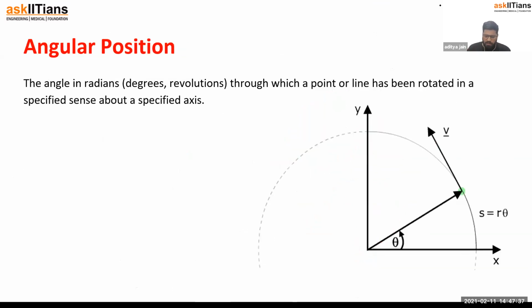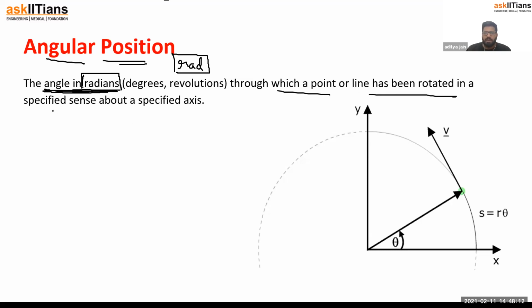Okay. Now we are concerned with the next topic, angular position. This position is basically concerned with angles. Whatever we are talking about in circular motion, the parameters are all concerned with angles. The radian is the SI unit of angle. Angle is always measured in radians. Radian is represented as rad, small rad. This is a way to show the unit of angle. So the angle in radians through which a point or line has been rotated in a specified sense about a specified axis.